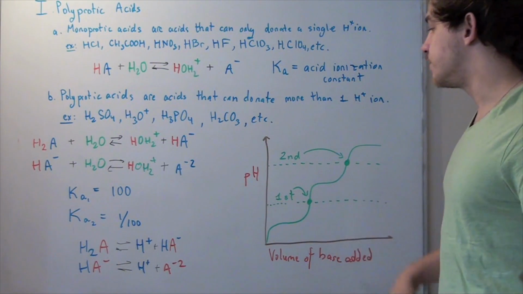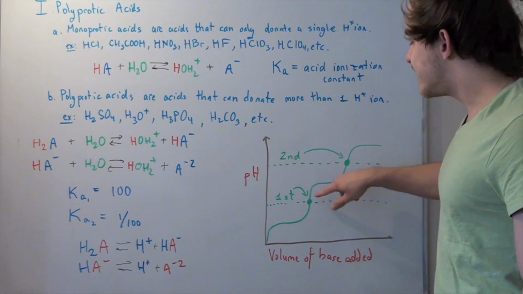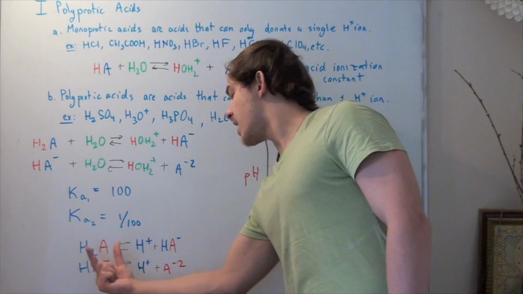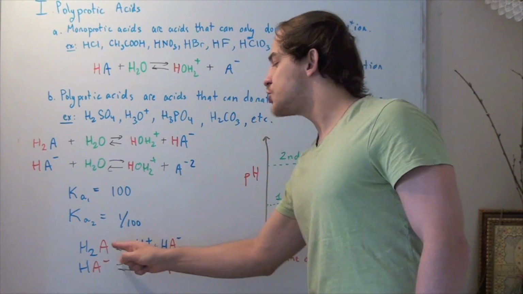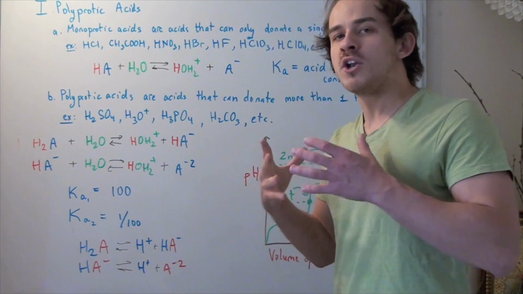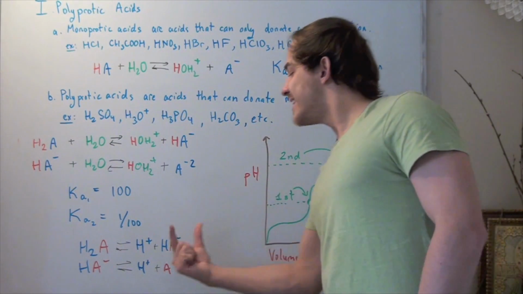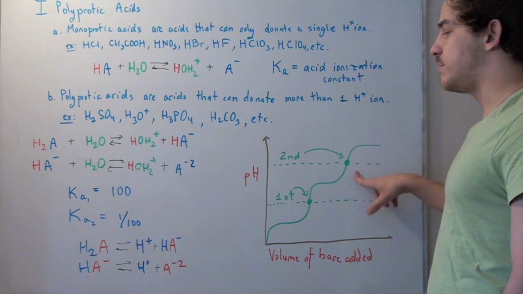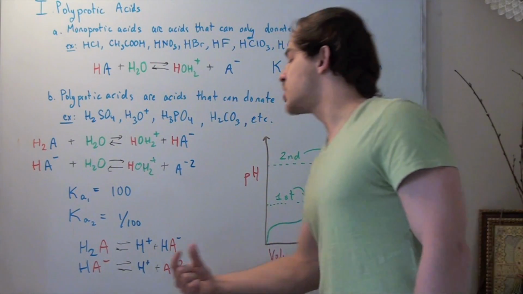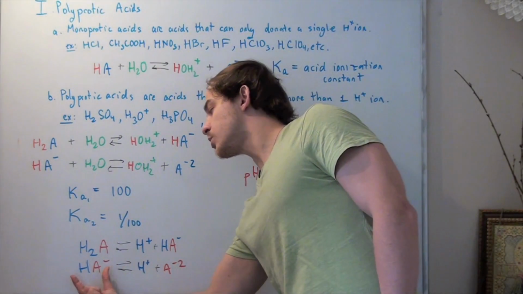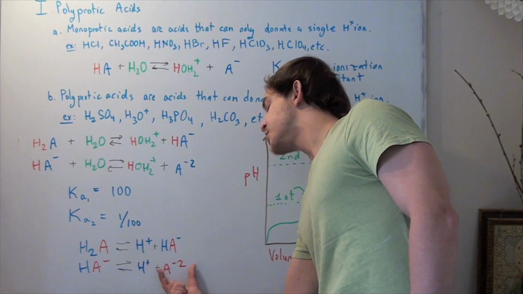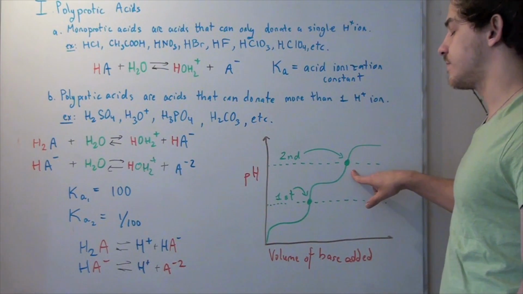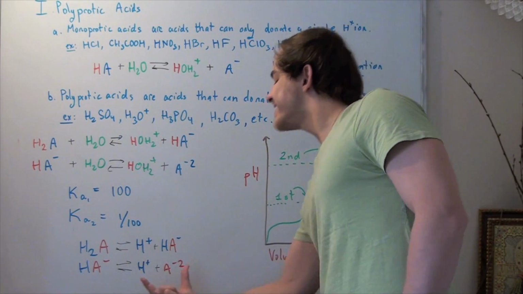Let's look at the first one. What the first one represents is the point at which all of this guy has been neutralized to this guy. So there's no more of this guy, and 100% of our solution is in this form at this point. Now what the second point means is it's the point at which all of this guy has been neutralized into our final conjugate base. And at this point, at the second equivalence point, all of our solution is in this form.